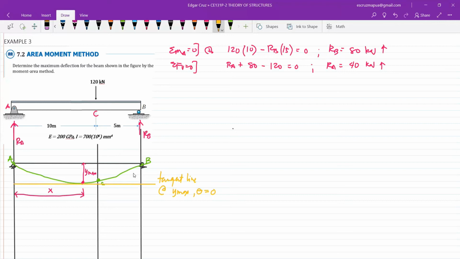So how do we call this distance? Diba? This could be the deviation of point B, kapag yung tangent line is drawn at, tawagin natin yung lowest point at point D. Yan yung deviation. Likewise, dito rin sa support A, itong vertical distance na yan, that is also the deviation of A when a tangent line is drawn at D. And they are both equal to Y max.